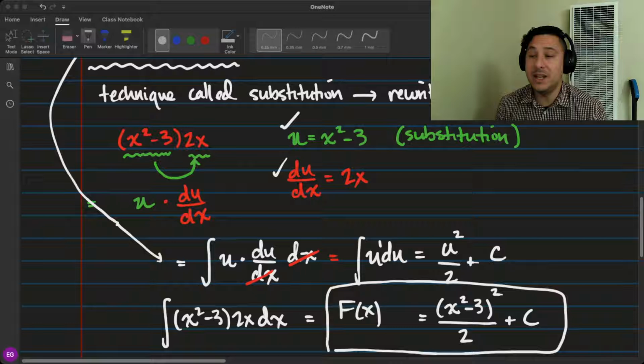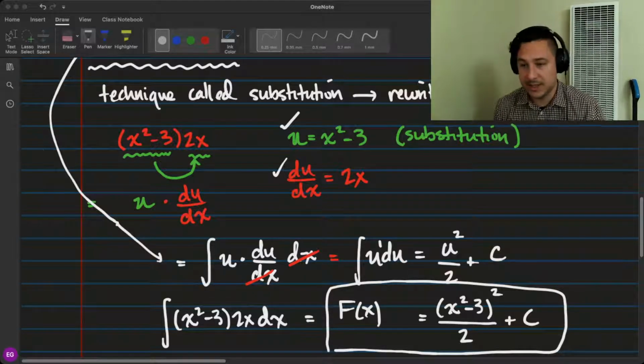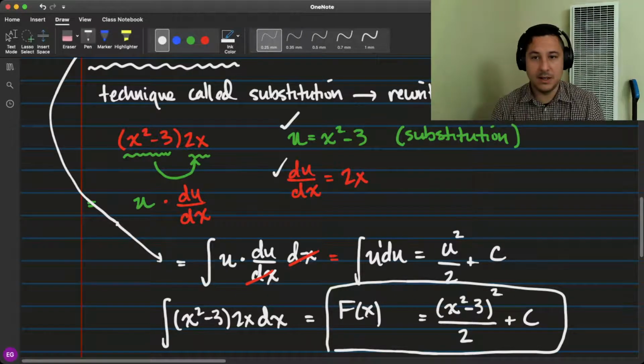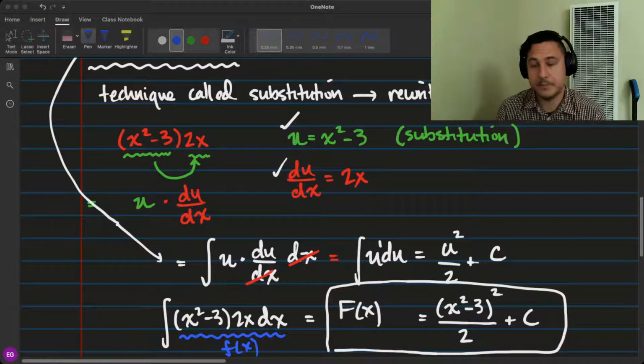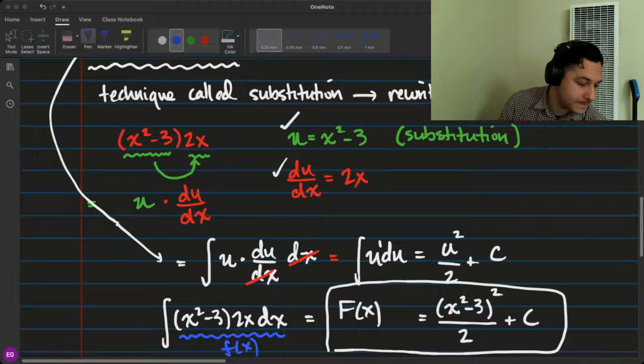And you can verify this. If you took the derivative of x squared minus 3 squared over 2 plus c, you would get this stuff as the derivative of big F here. So practically speaking, this is how you do this. We're going to get a little theoretical in a moment and talk about why this always works.